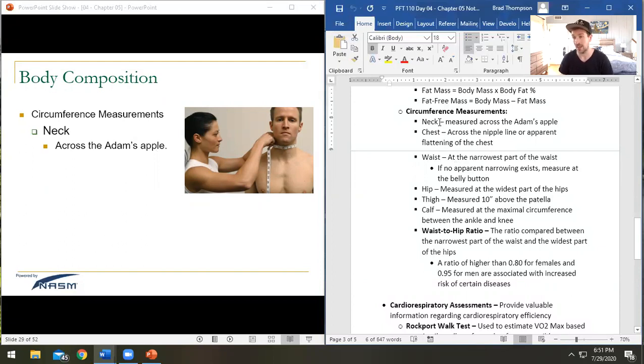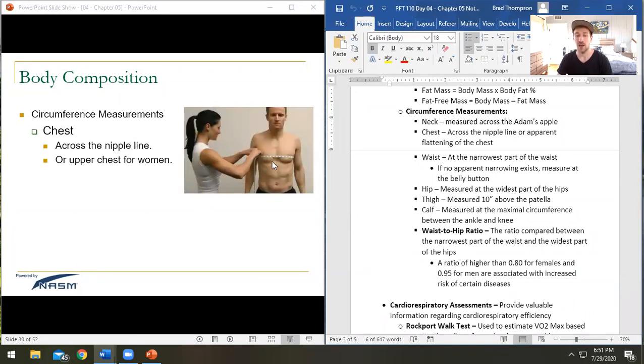So we use specific landmarks to be able to measure these things. If you are measuring the neck, we are going to do it across the Adam's apple. If you are measuring the chest, for most men, you're going to go just straight across the nipple line. For most women, you're probably going to go against the first apparent flattening of the chest. So you're going to look to see where everything starts flattening out on the breastbone rather than on the breasts themselves.